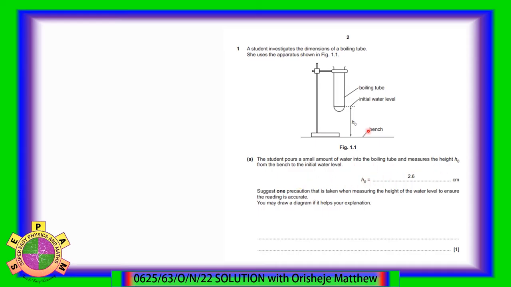the table. So what is the height? 2.6, that is H naught. Suggest one precaution that is taken when measuring the height of the water level. One, you view the scale perpendicularly. So you place your eye at this level perpendicularly to it to avoid error due to parallax. Then you hold your ruler close to the boiling tube, then use a set square, so that you can easily measure the value.